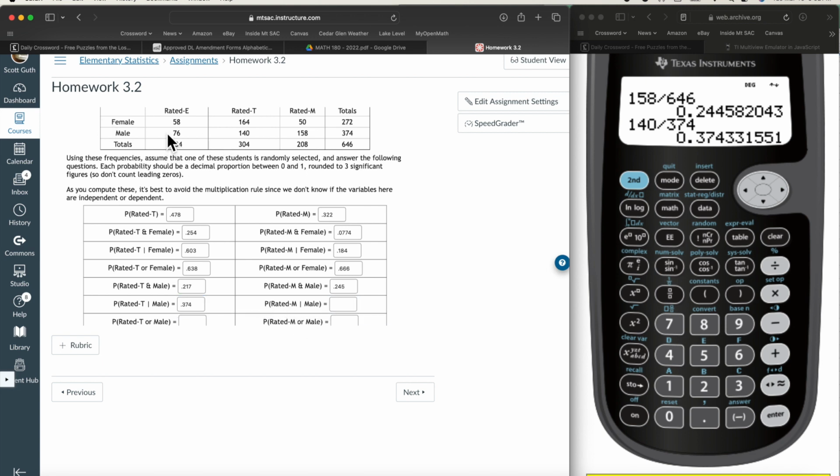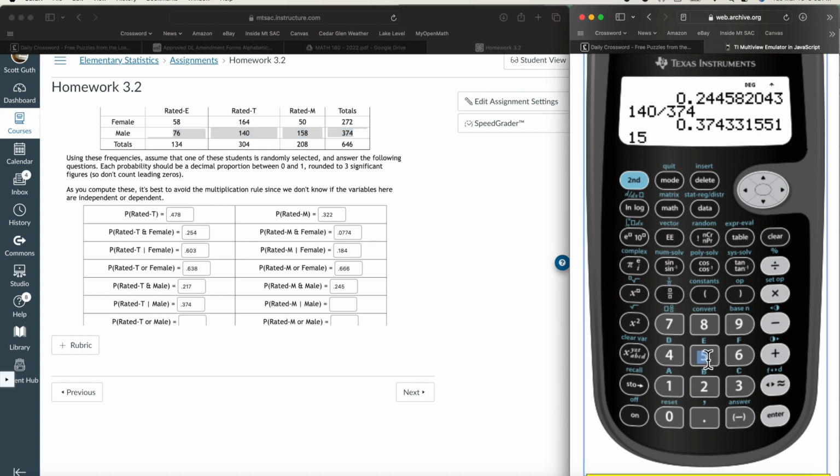All right, now rated M, given it's a male. Again, we're only looking at the males. And how many rated M? 158 out of 374. So here goes, 158 divided by 374. So 0.422.